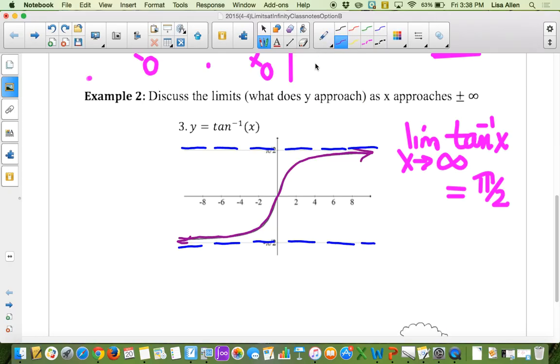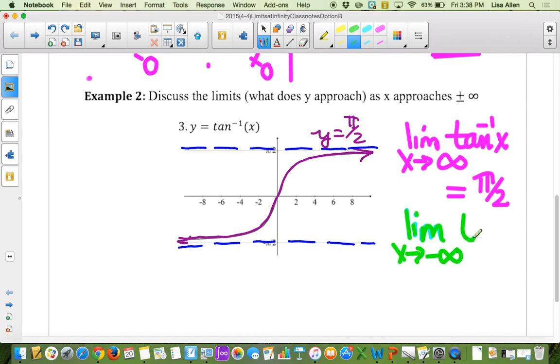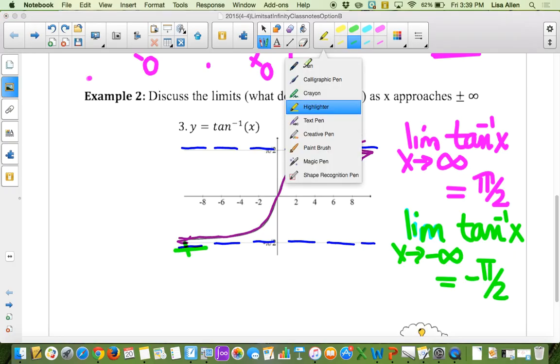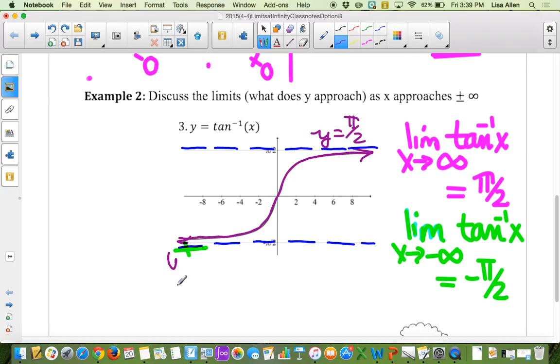So I'm going to go on to the pen at this point. y is equal to pi over 2 is the horizontal asymptote on the top of the graph. And then if we look at the bottom of the graph, we have the limit as x approaches... that's not a good color, let me switch over to a better color. The limit as x approaches negative infinity of the graph of tan inverse of x. And we see that that's equal to negative pi over 2. Okay, and we can see that as you come out here, the function approaches that horizontal line, y is equal to negative pi over 2.